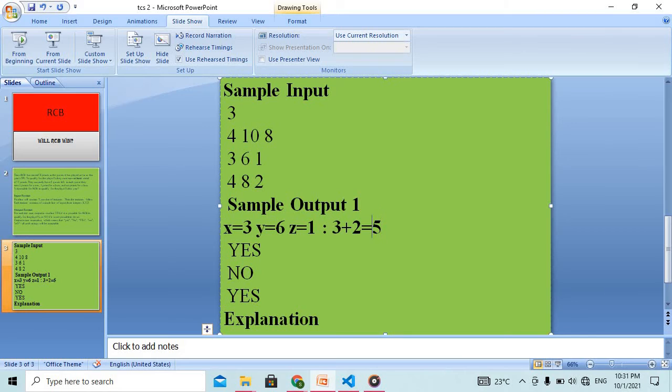If X is 4, Y is 8 and Z is 2, can they qualify for the playoffs? If they win all the 2 matches that are left, 2 into 2 is 4. So they could get 4 more points, and 4 plus 4 is 8 points and they could qualify for the playoffs. This is the third case. They could possibly qualify, so yes.